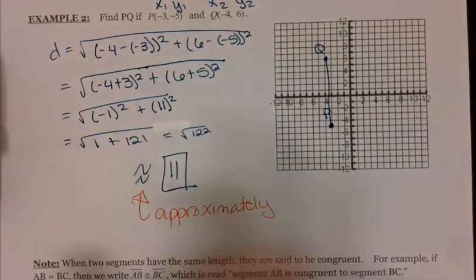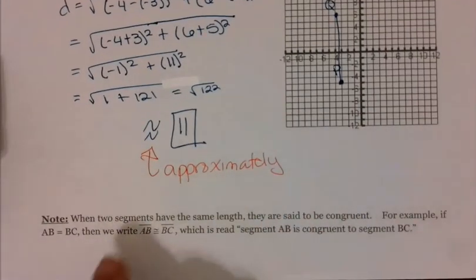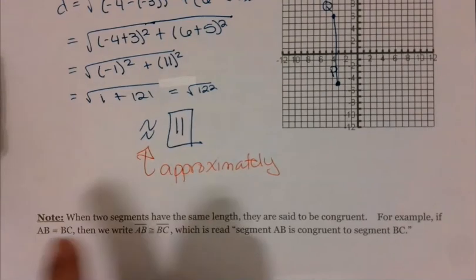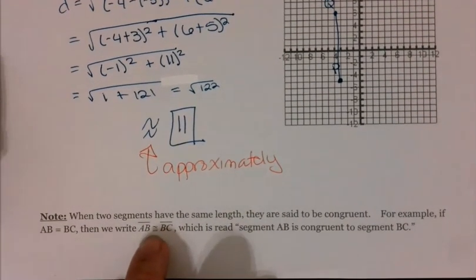Okay. So one thing I want to note is that when two segments have the same length, they are said to be congruent. And we can say they have equal lengths. This means the segments have congruent lengths.